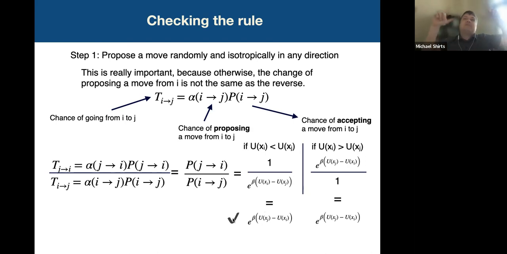But whether it's above or below, they both cancel. You either have 1 over the thing, or you have the thing. And so you get the right answer in both cases. Whether the energy is greater than or less than, it gives the right answer.